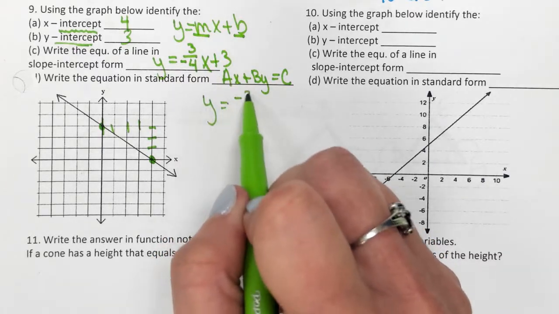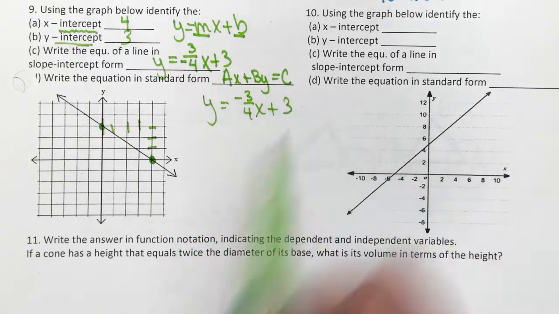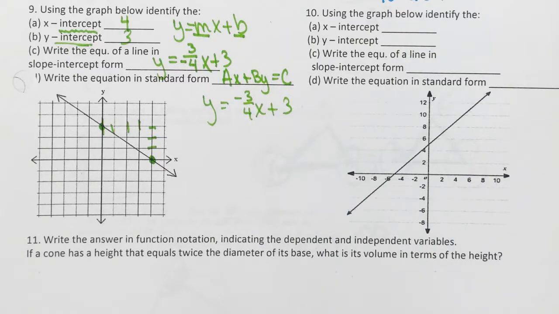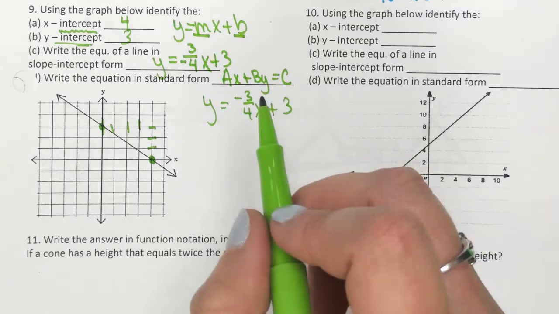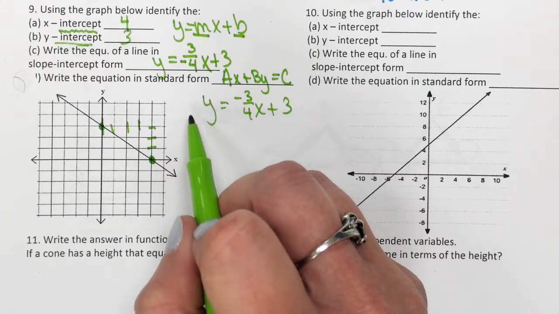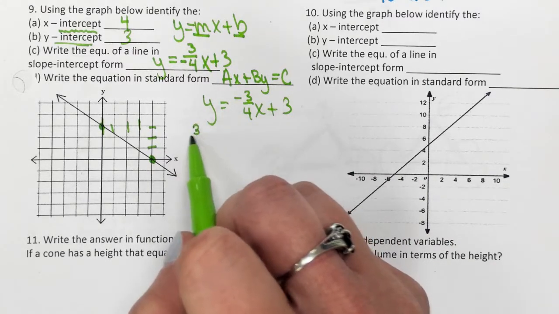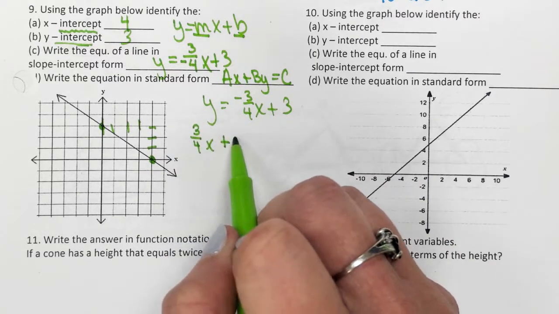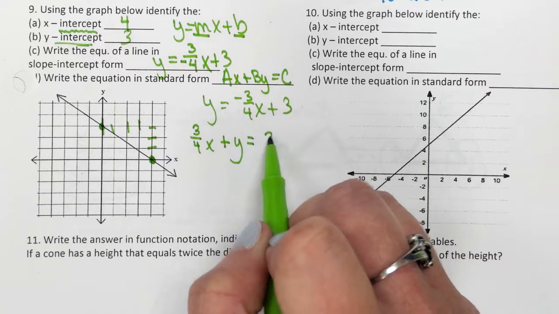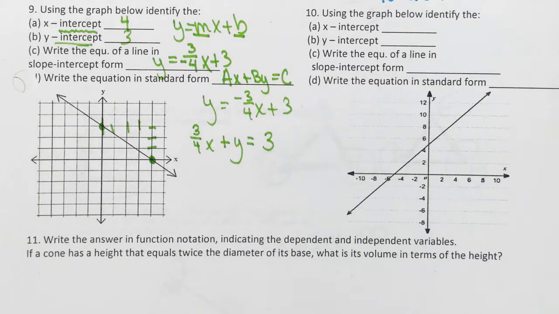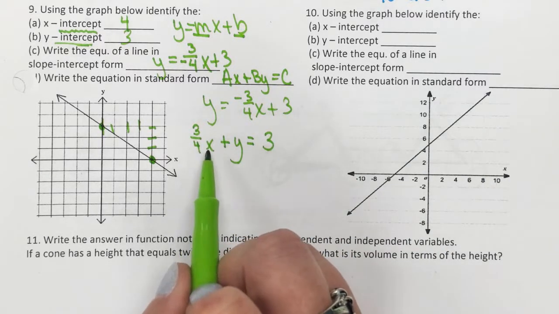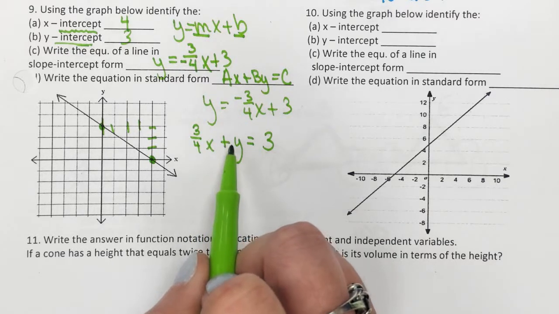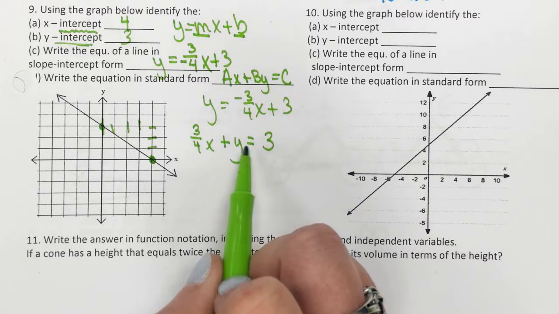So y equals -3/4 x plus 3. What needs to happen? The -3/4 can go where the A is. So we've got to add this over here, right? So we're going to have a +3/4 x. That's a positive y. And that equals +3. This is your A. What's your B? 1. And then y. And then your C is 3.